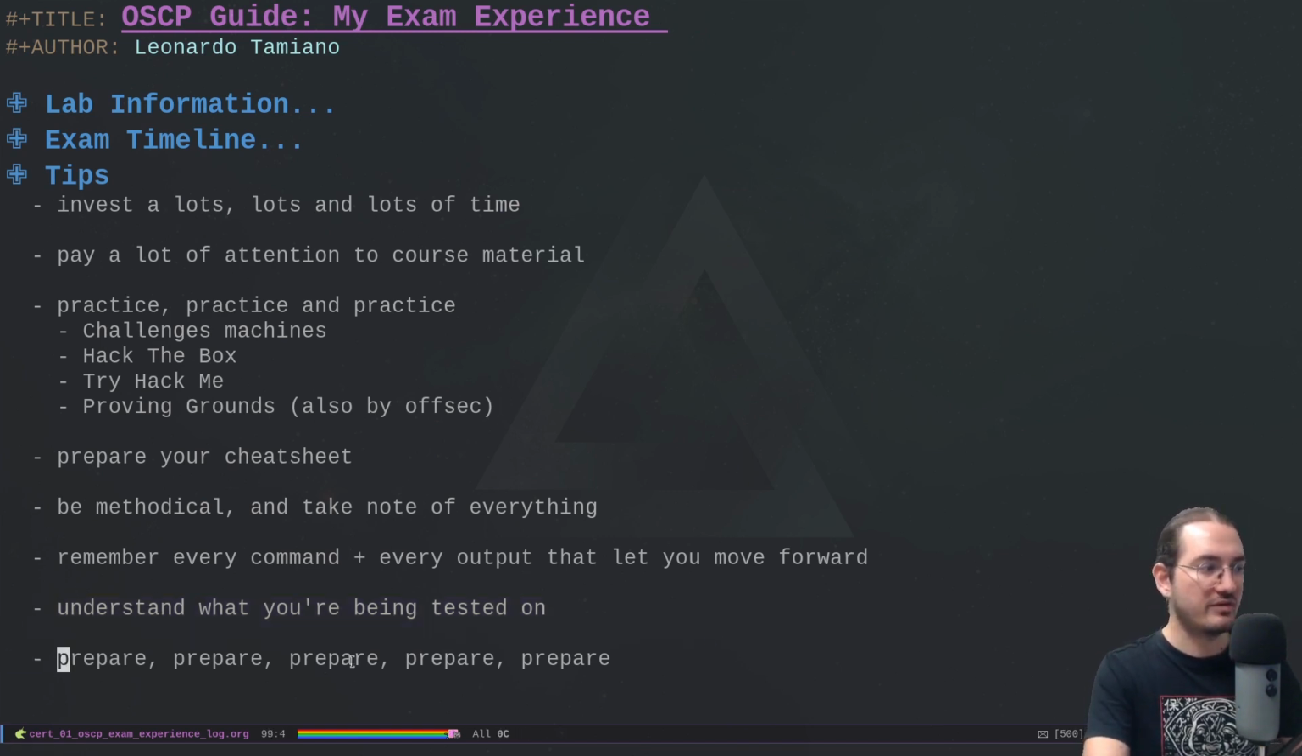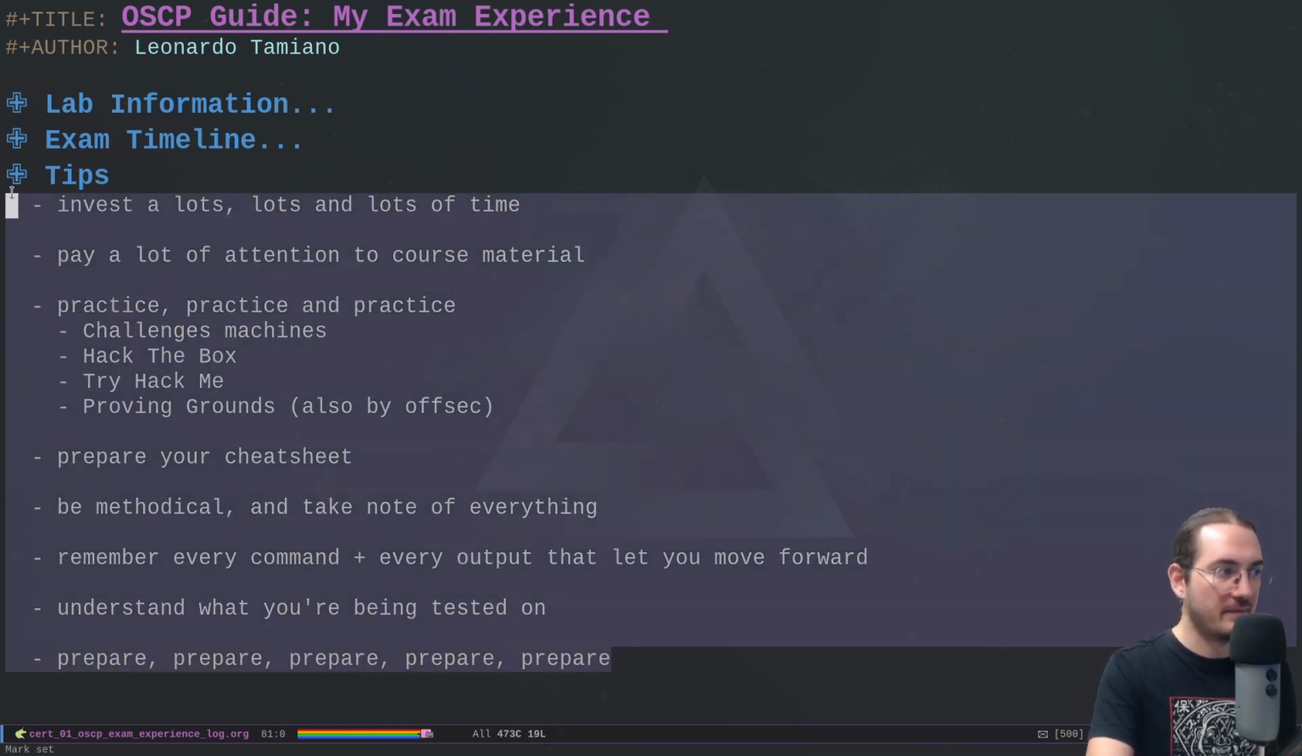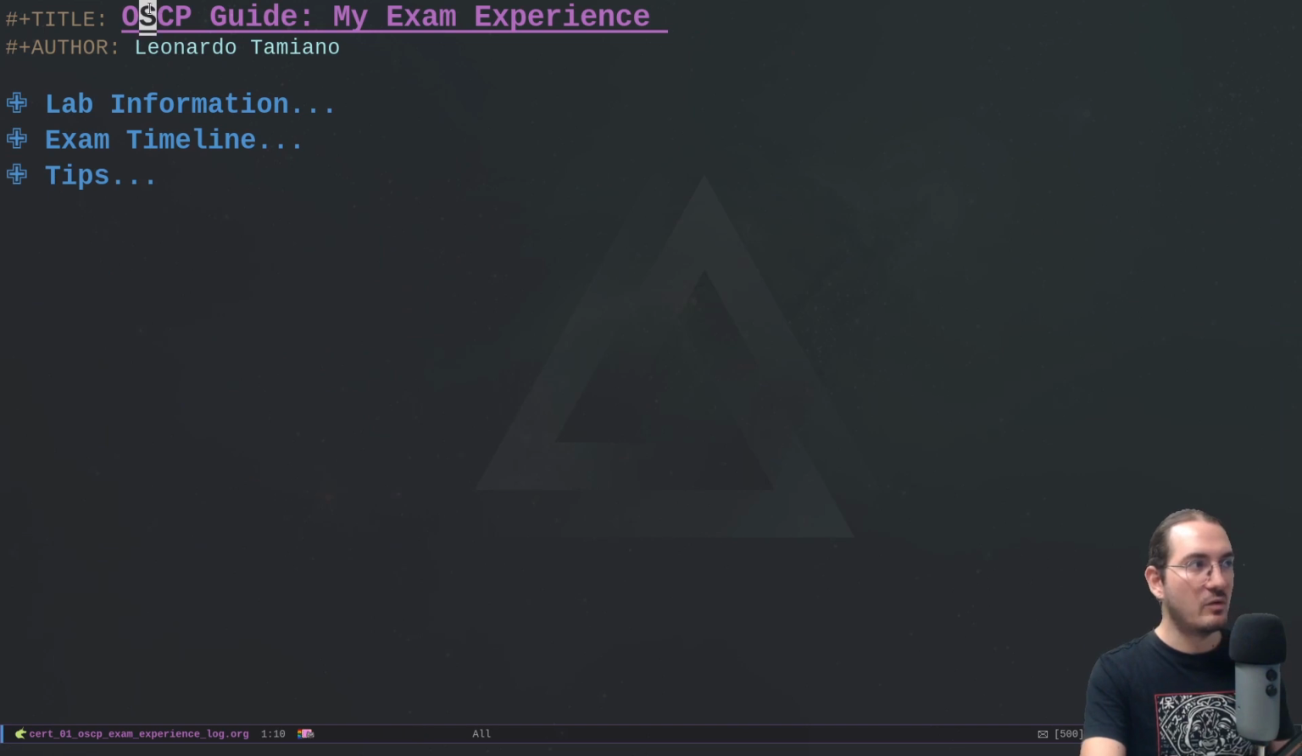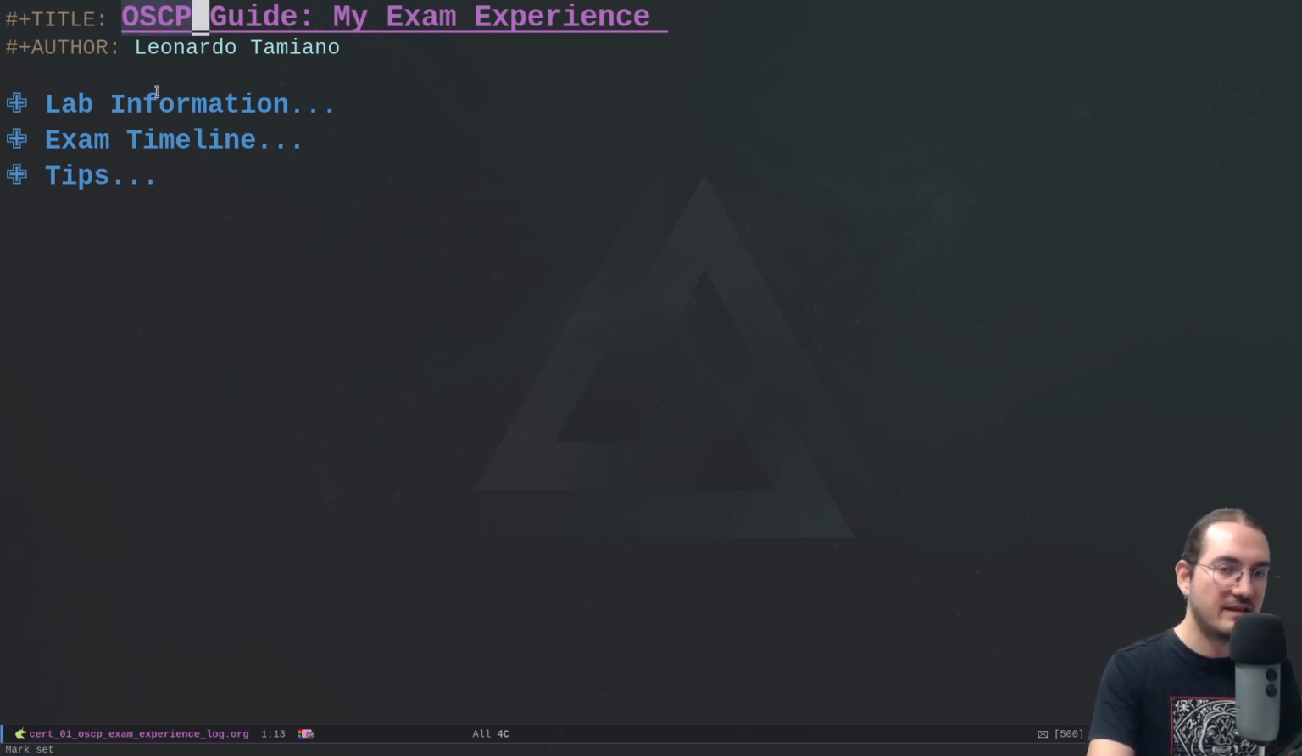Finally, obviously, prepare, prepare, prepare, and prepare. Everything comes down to preparation. And of course, preparation is really hard to nail down. Everyone is not prepared fully, but you need to prepare yourself well enough so that you can tackle the uncertainty left by the exam. I think that OSCP is definitely something that everyone can do.